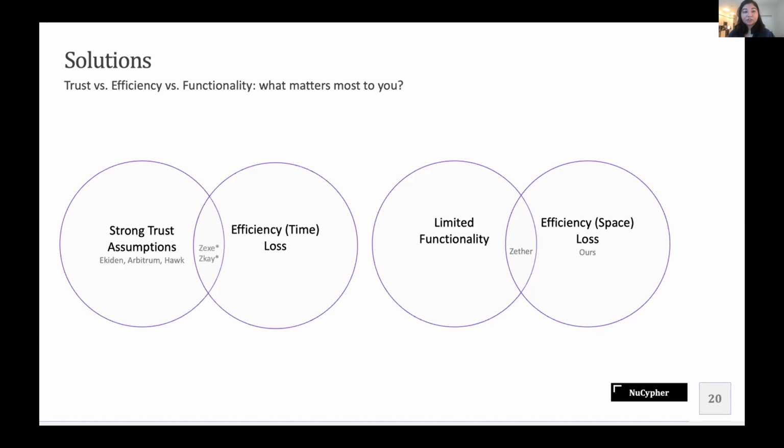More generally, how do these solutions map out and what do they look like? It's difficult to say one solution is superior to the other. It really depends on what's most important to you. There are a lot of trade-offs, the main ones being: are you okay with additional trust assumptions like trusted setup or semi-trusted managers? Does efficiency matter to you, and if so, what kind of efficiency? Do you prioritize time or do you prioritize space? And then finally, do you need full functionality? Are you okay with, for example, Zether, where you can only do private computations on certain kinds of functions?